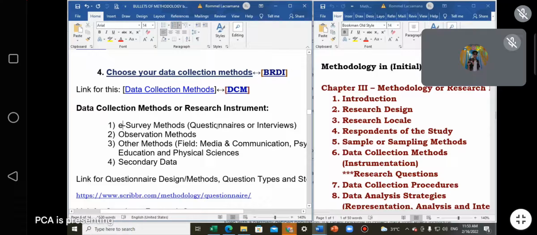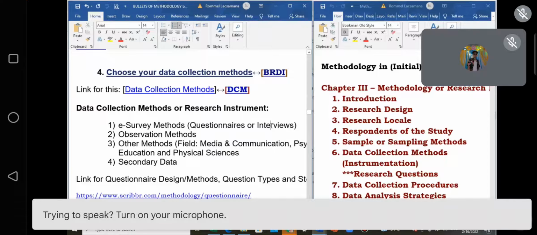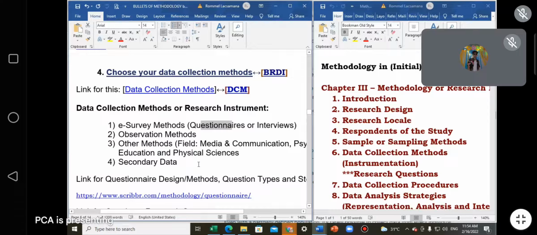Are you doing the questionnaire or the interview? A lot are here, no questionnaires. And these others, it's up to you, no? If you can do number two and three, good, no? Secondary, about the secondary data.